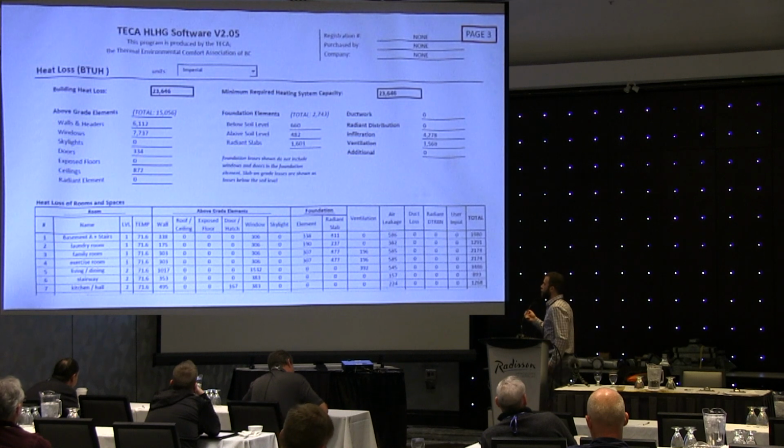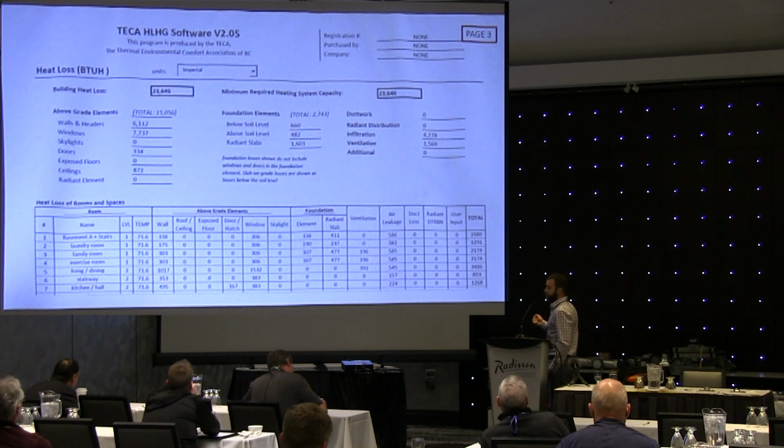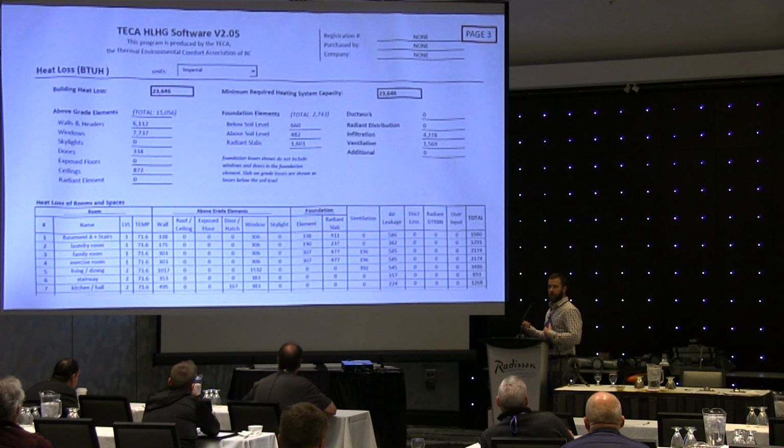So for heat loss, we have two big things, right? Building heat loss and minimum required heating system capacity. So, hey, look at that. If my building is losing 23,646 BTUs of heat, I need to install a furnace that can provide at least 23,646 BTUs of heat or more. Make sense?